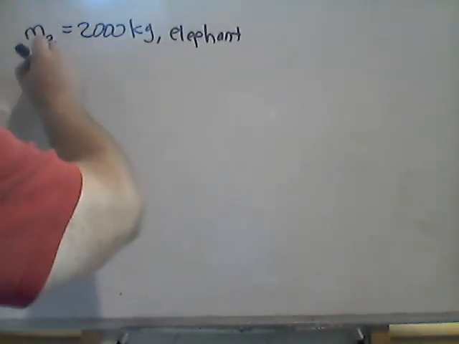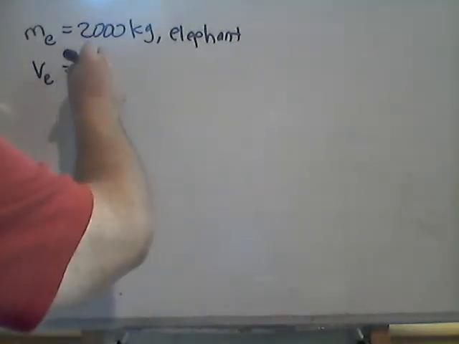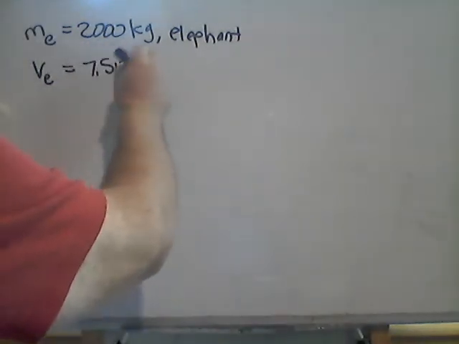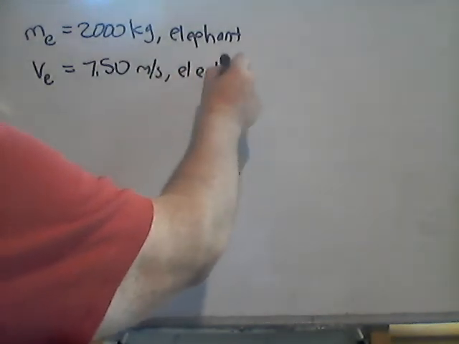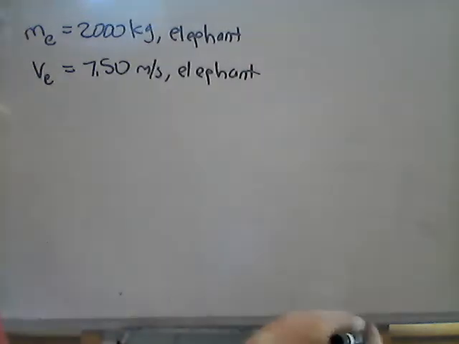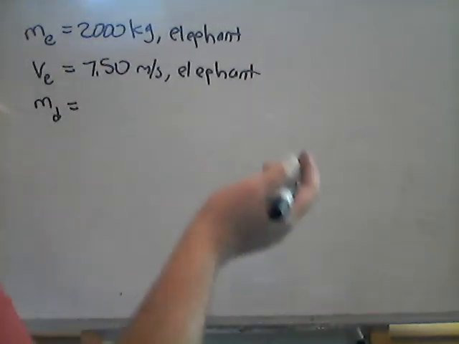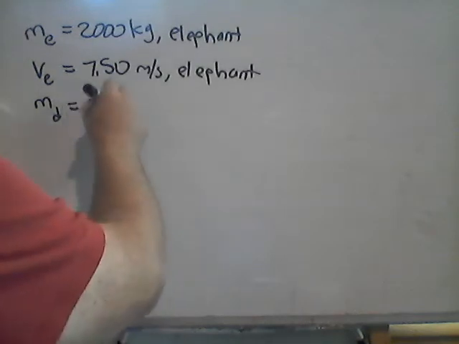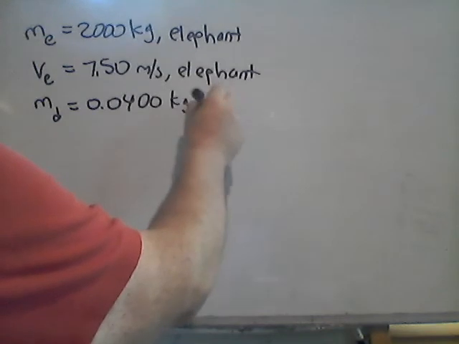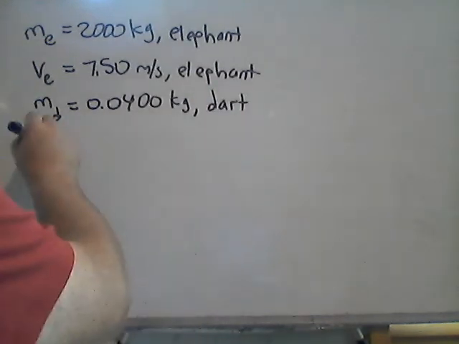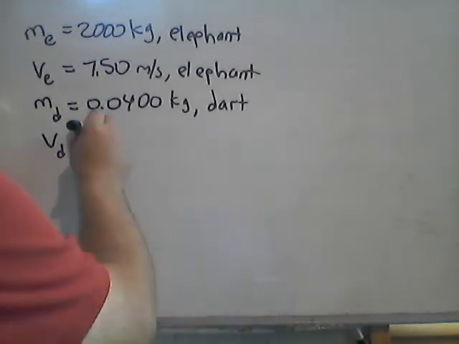The speed of the elephant is 7.50 meters per second. Elephant again. I'll use D for dart. M sub D, the mass of the dart, is a very small mass: 0.0400 kilograms. The speed of the dart is 600 meters per second.